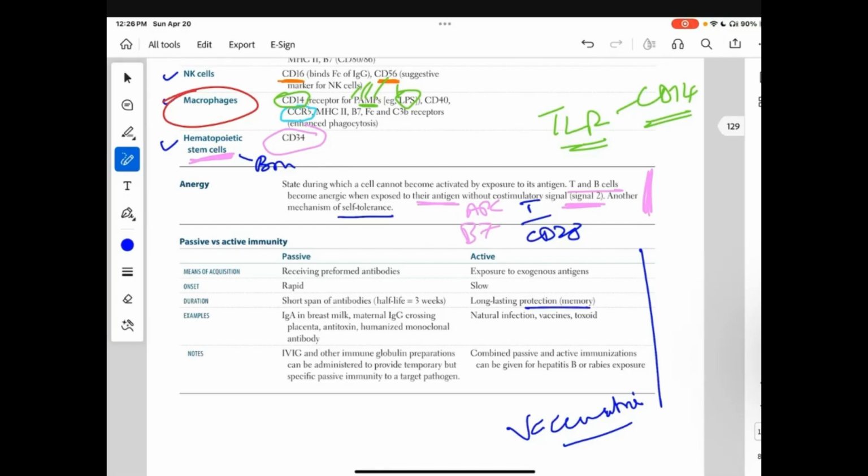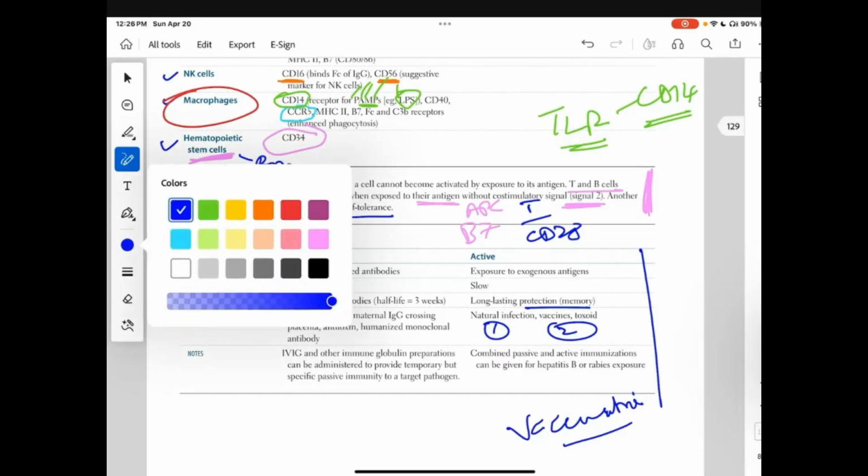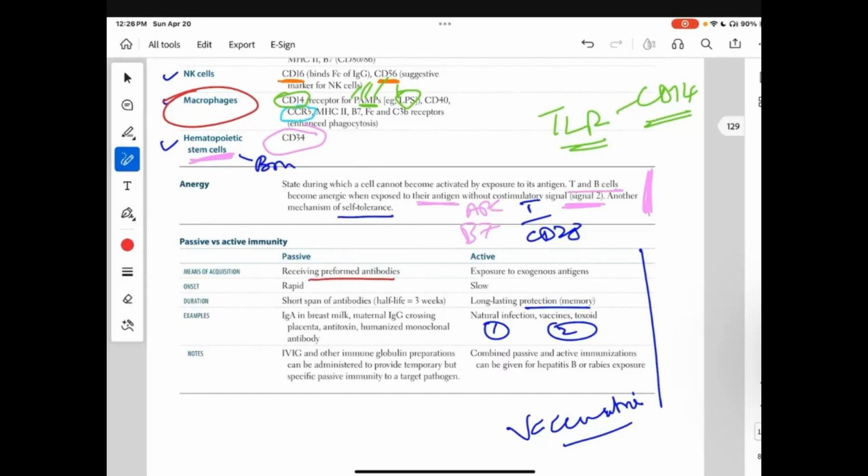And you can acquire it in two main ways: either from natural infection or from vaccines, whether toxoid or whatever. And for passive, this is where you have preformed antibodies, so from the mother to the fetus, particularly IgG. IgG goes from the mother to the fetus to protect the fetus or the baby against pathogens, based on what the mother has been exposed to. So passive means preformed antibodies.